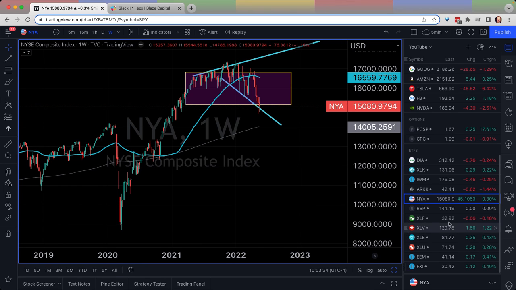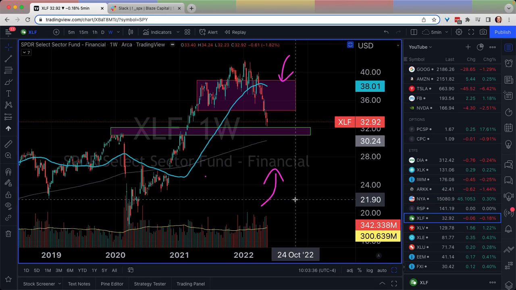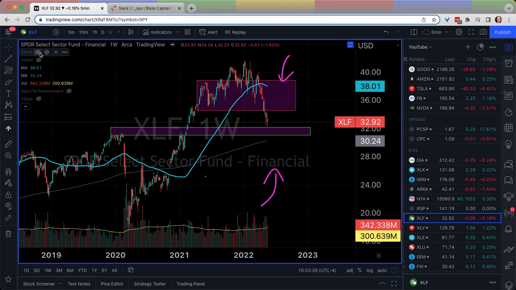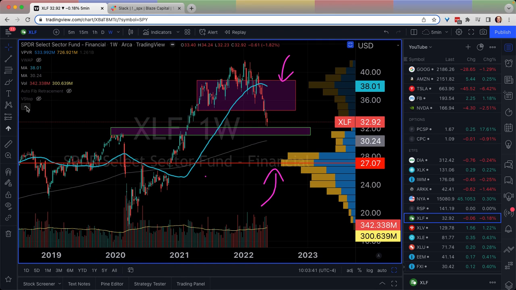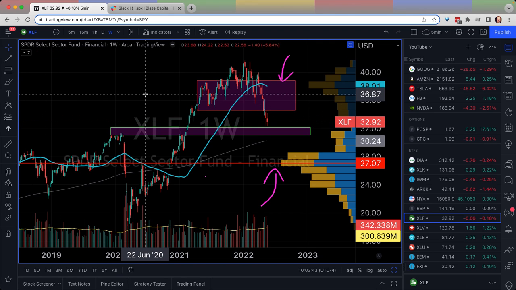I want to just look at one or two others here. I want to look at XLF, and then I believe we're going to wrap up. Here we go. Last one here. Let's add in the volume profile. Here we are. This looks just like the Dow.